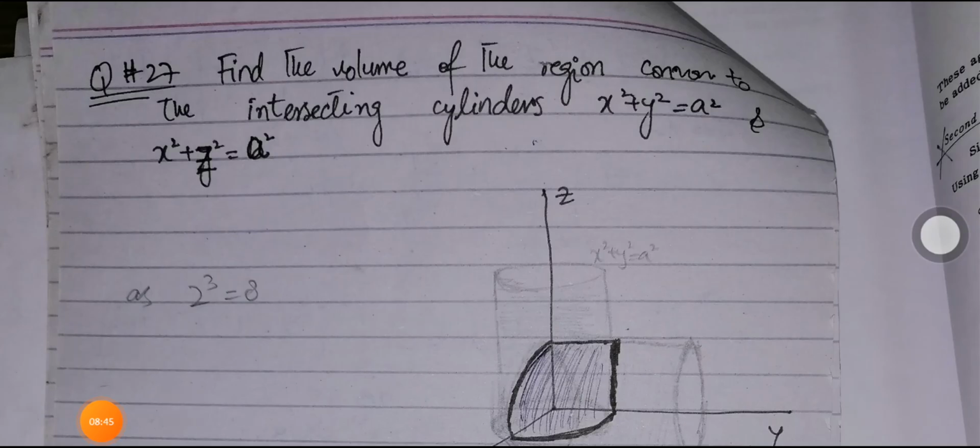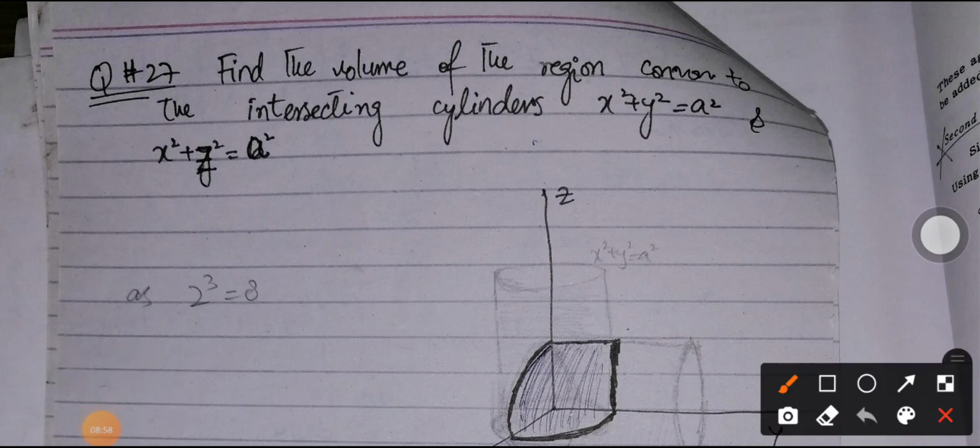Next we have question number 27. Find the volume of the region common to the intersecting cylinders x square plus y square is equal to a square, and x square plus z square is equal to a square. Now you can see that we are having intersection of two cylinders. One cylinder is horizontal and one cylinder is vertical.